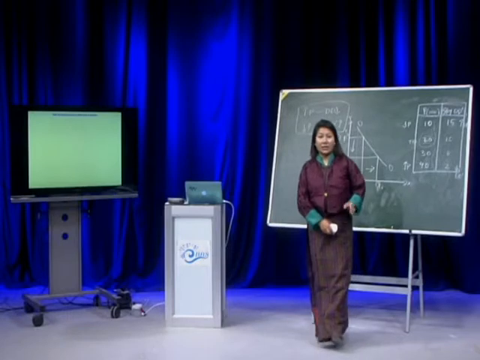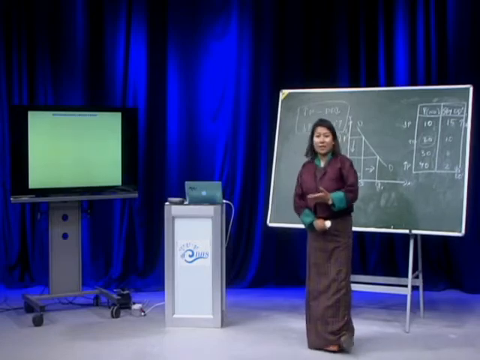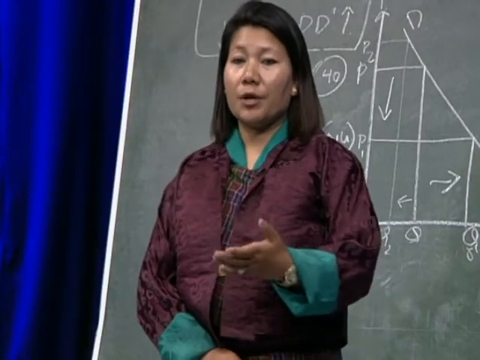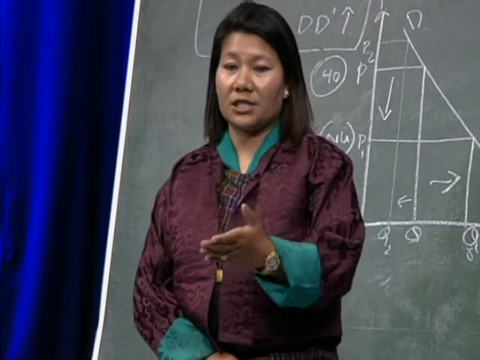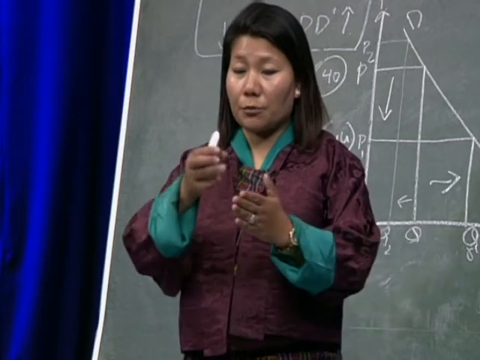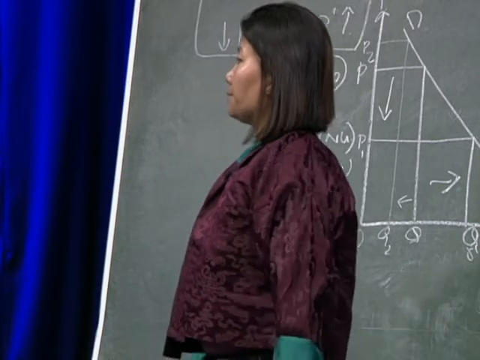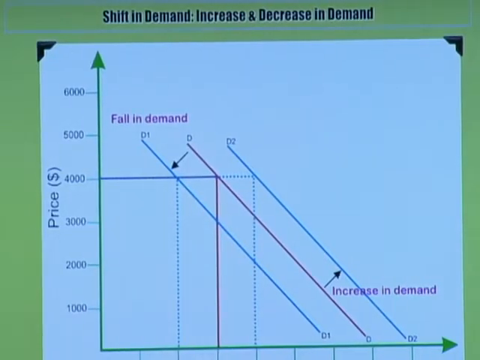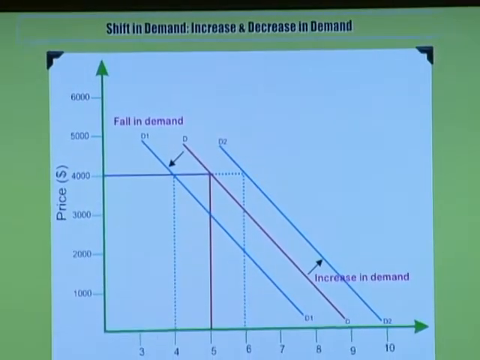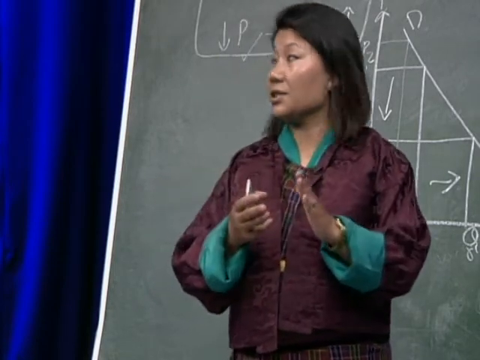Here, shift in demand. When we talk about shift in demand, we again have two types of shifts: either increase in demand or decrease in demand. Or you can also say shift to the right and shift to the left. This is also right, because when we move towards the left from the original quantity demanded, it is a decrease in demand. And when from the original quantity demanded you move towards the right, you have an increase in demand. So this is the graphical representation of shift to the right, shift to the left, or increase or decrease in demand.